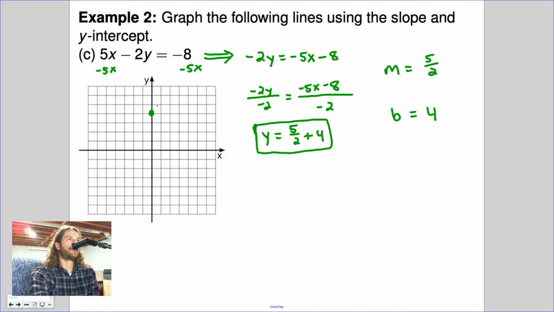Okay, 4 is my y-intercept. I go up 5. Oh, wait, that's off my graph. I want to go down 5, back 2, down 5. Bingo. Not just the points I drew, but every single point is on this line. That means every single one of these coordinates makes this equation true if you were to plug them in. Let's keep rolling.